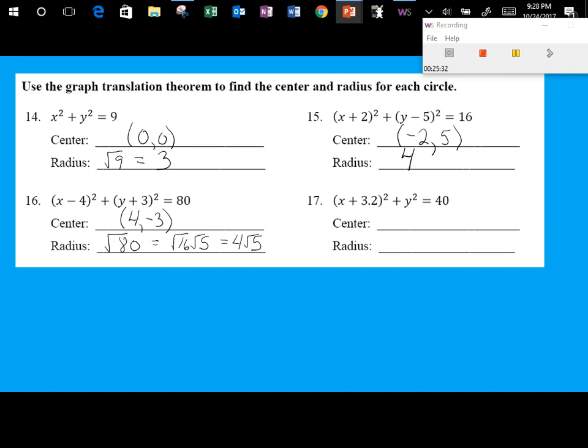Number 17, my center is going to be at (-3, 2). Notice that there's no grouping symbol with the y, so it doesn't get translated up or down any. My radius, once again, square root of 40, which I'm going to think of as square root of 4 times square root of 10, which is 2 radical 10. Okay. So look those over as you need, but guys, grouping symbol, opposite of what you think.